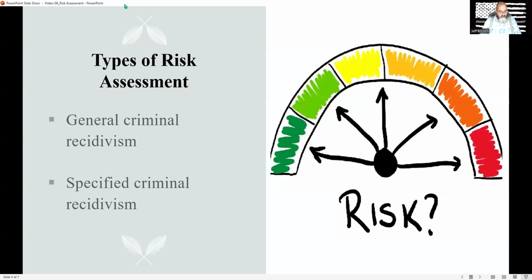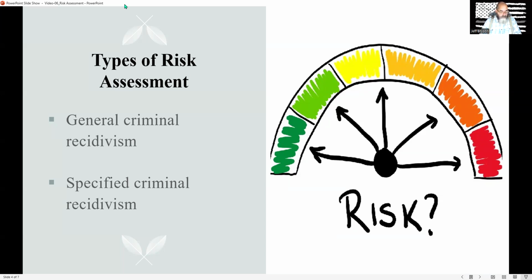There are also two different types of risk assessment. The first relates to general criminal recidivism. The Level of Service family of inventories relates to general recidivism. That is, they can classify individuals who are at low, medium, or high risk of committing any further criminal offending. They do not assist in assessing specific types of future criminal behavior.